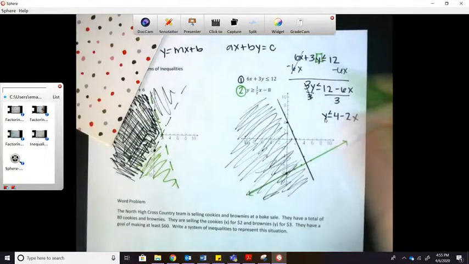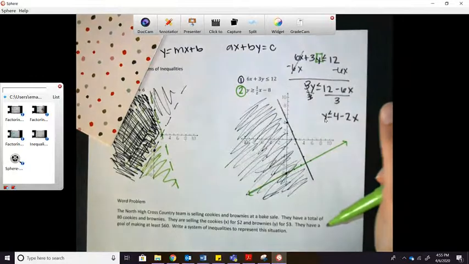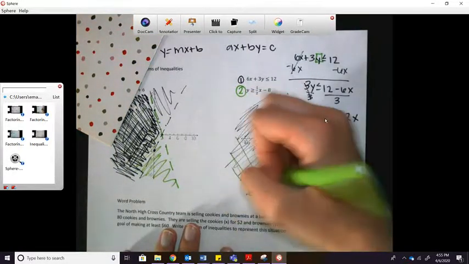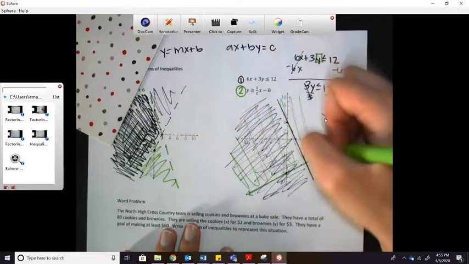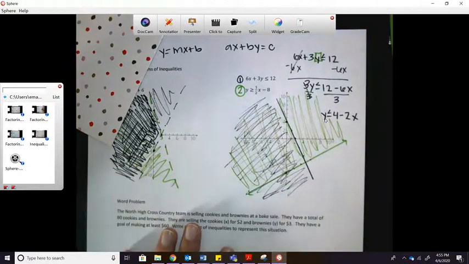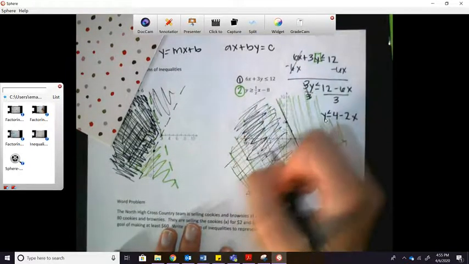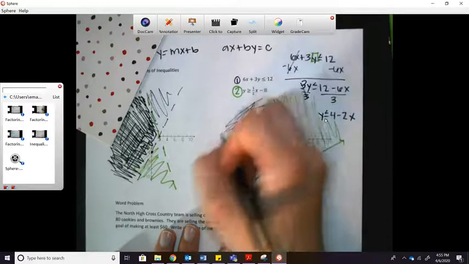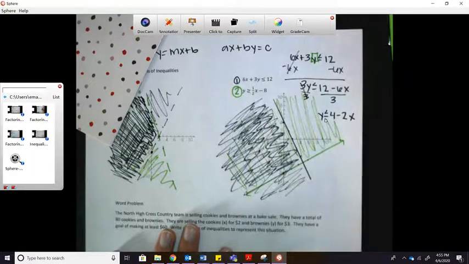And this time I am shading above. It is a greater than symbol, so I want numbers bigger than -8. So that would be all of this. And this is my double shaded area, so I'm going to make it really obvious that that is what I want to be looking at.